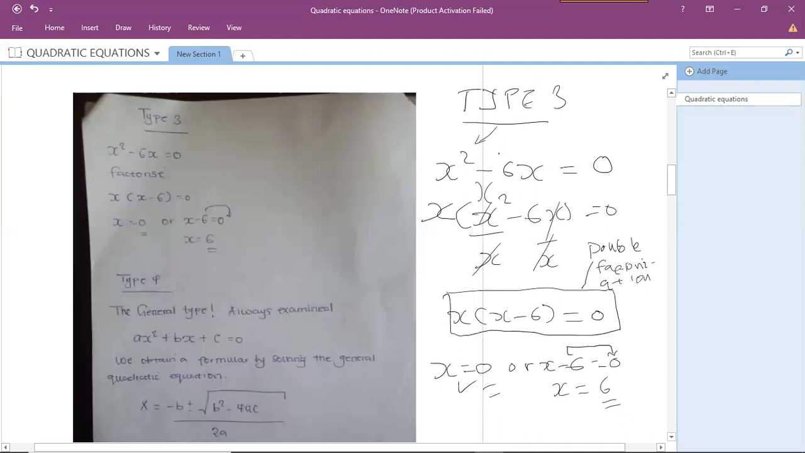So this is type 3. You first factorize. After you factorize, you use the double factor method, I think it's called, where it's either x is equal to 0 or x minus 6 is equal to 0. So that's type 3 of the quadratic equation. Are you okay at this point? You'll be able to revise and study. Yes. All right. Math is easy.